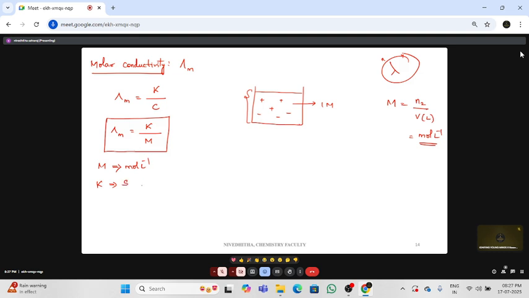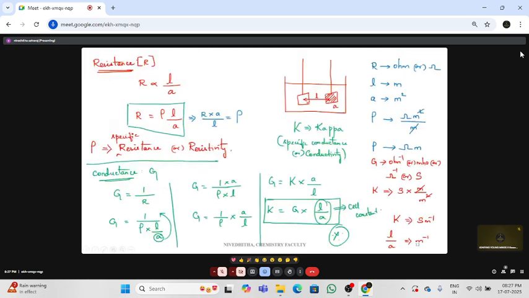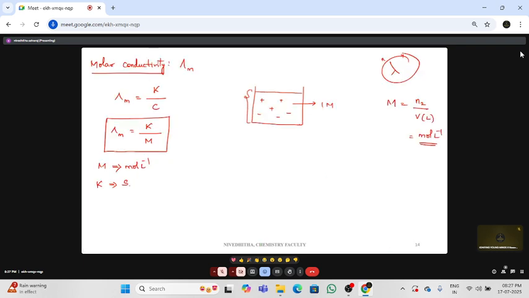Siemens meter inverse, or Siemens centimeter inverse. Anything is right. Okay. Now we know the unit of kappa, we know the unit of molarity also. From these units, we have to find the unit of molar conductivity.